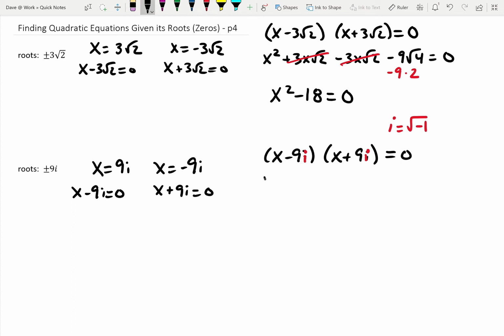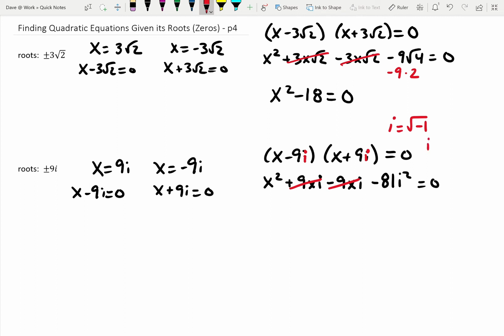So, if you feel a need to work out all the terms, your first term will be x squared, your outside term will be 9xi, your inside term will be negative 9xi, and your last term will be negative 81i squared. Because the middle terms cancel out being conjugates, I will have negative 81i squared yet to be simplified.